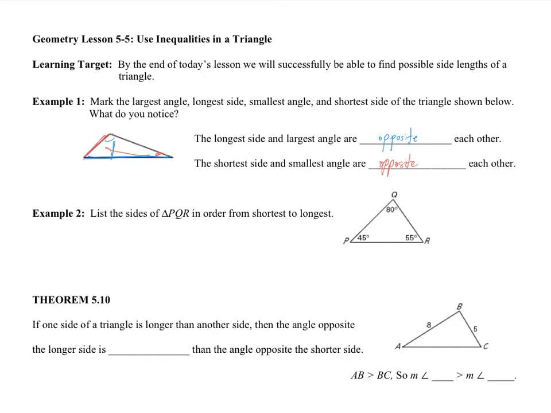Example 2. List the sides of triangle PQR in order from shortest to longest. So I noticed that 45 degrees is my smallest angle, so QR has to be the shortest side. And 55 is the next largest, so QP will be the next longest side, and 80 degrees is the largest angle, therefore PR is the longest side.